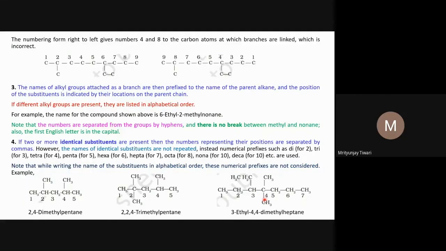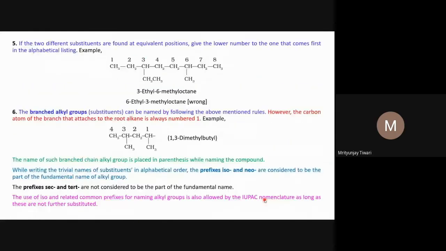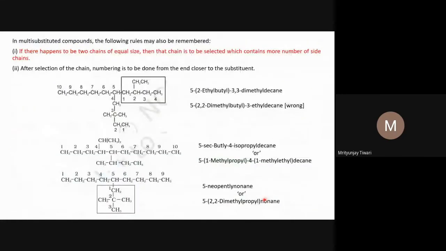So, for example, we have not seen any such example till now. We'll see later on. So, what does it mean?